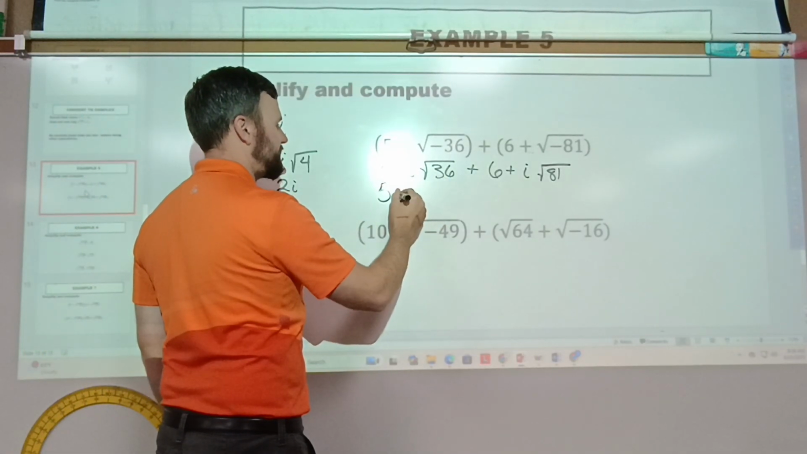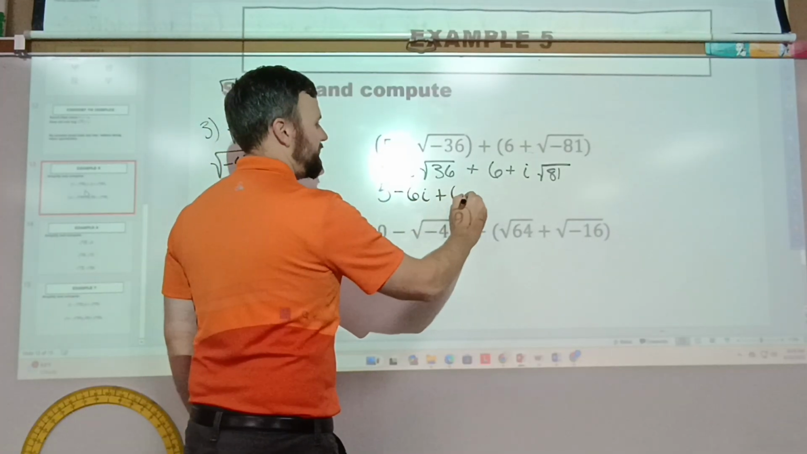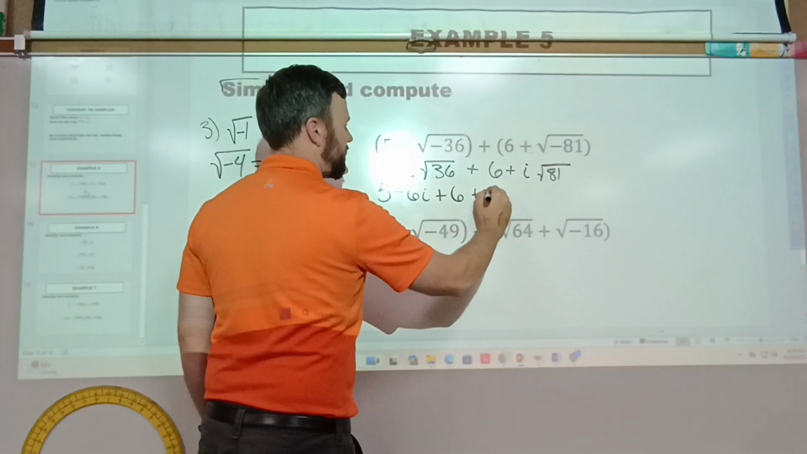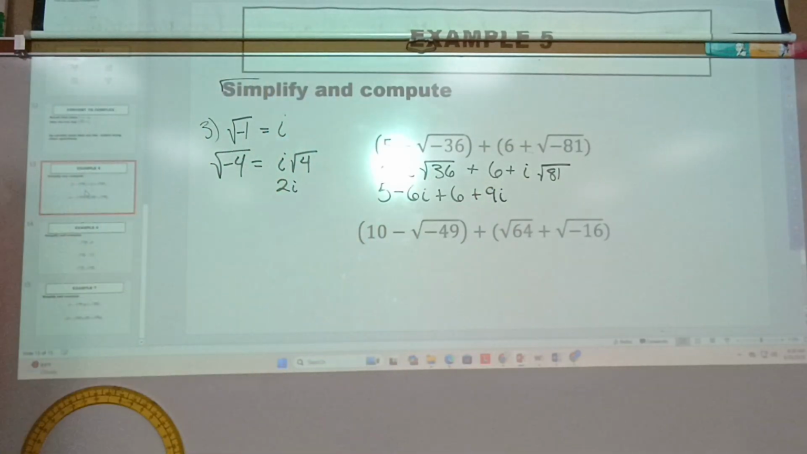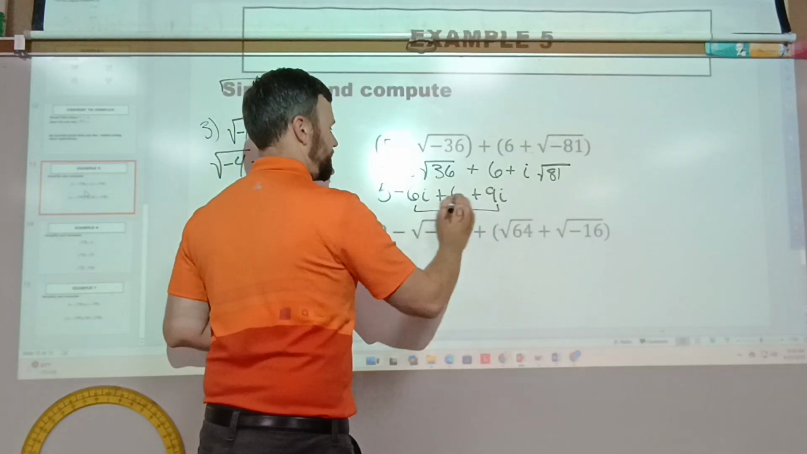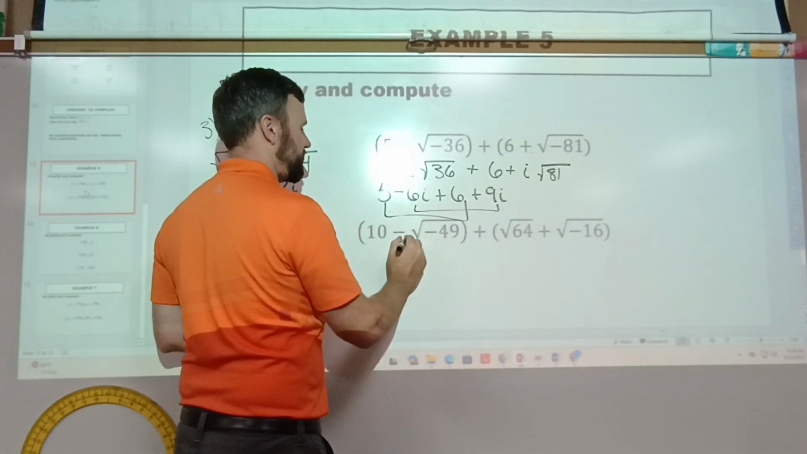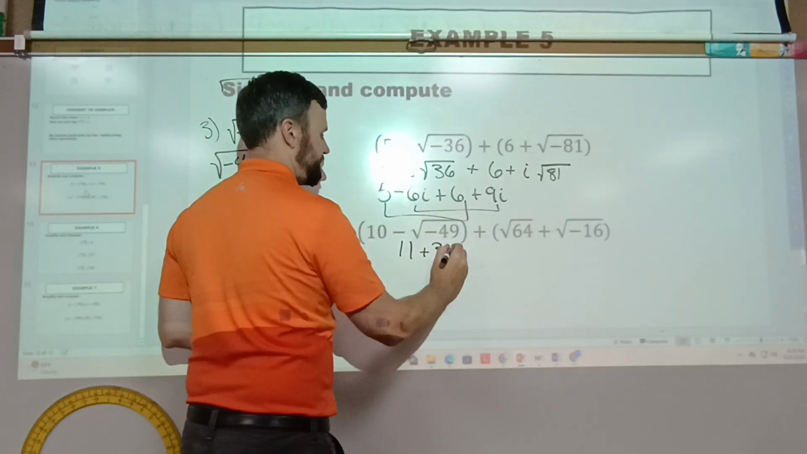Let's go to 36, 6. And let's go to 81 is what, 9? And now it's just like our earlier problems, right? We just added the step of getting our i's out first. So 5 plus 6 is 11 plus 3i.